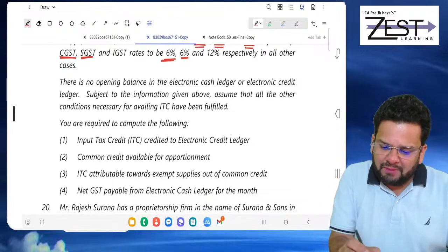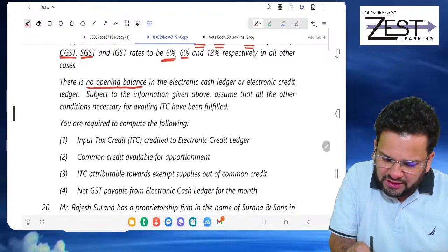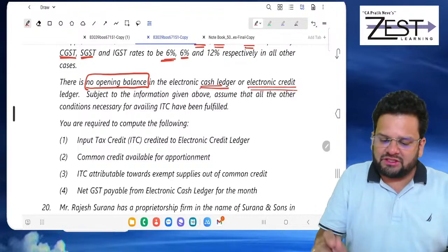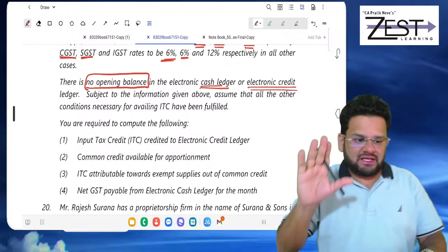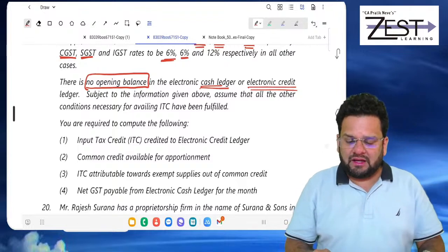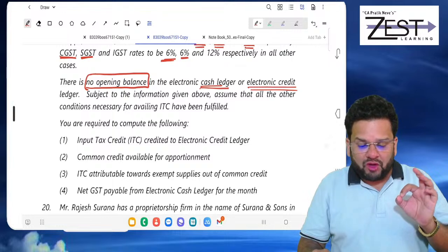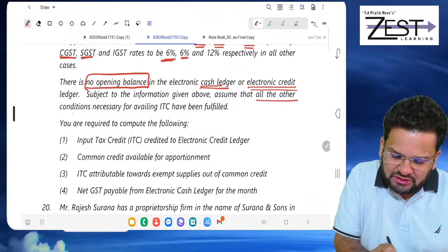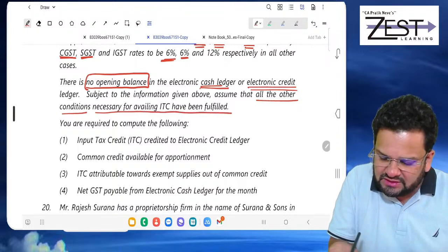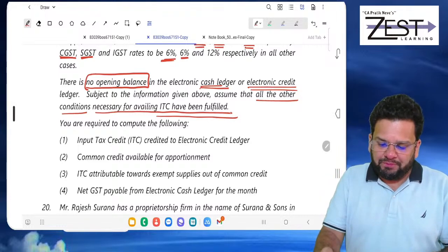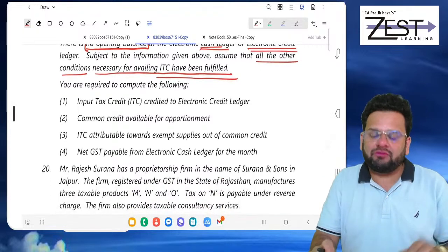There is no opening balance in the e-cash ledger or e-credit ledger. So everywhere opening balances are 0, and subject to the information given as above, assume that all the other conditions necessary for availing ITC have been fulfilled. Clear? Compute the following. What do we have to compute?